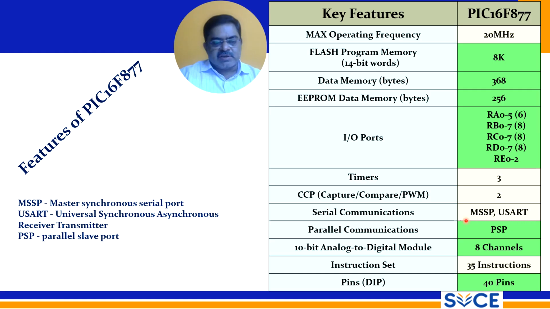And USART, which uses the universal synchronous asynchronous receiver and transmitter type. And parallel communication PSP, which is parallel slave port. And a 10-bit analog to digital module with 8 channels, and an instruction set of only 35 instructions. So it is very easy, you can remember 35 instructions. And pins, DIP, dual inline package. It is a 40 pin package.